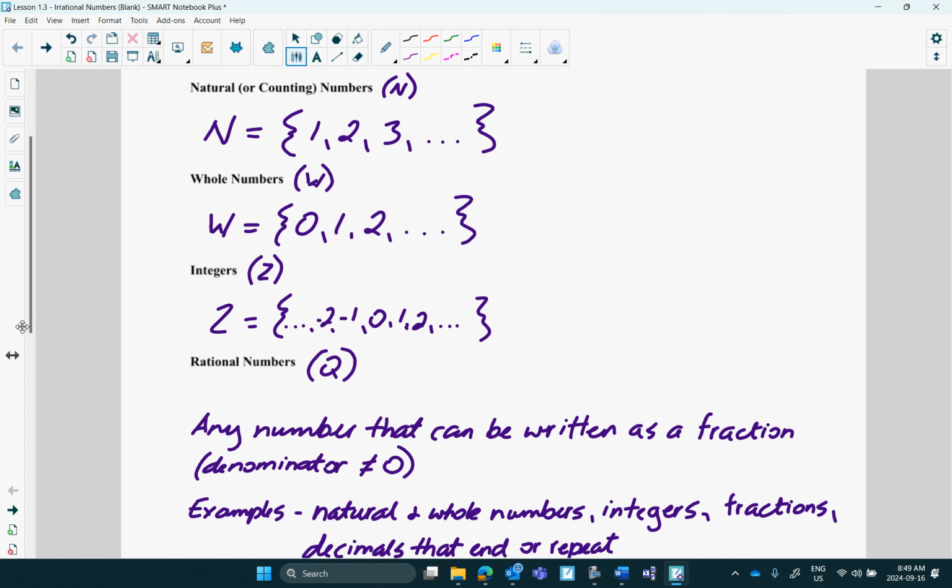Here's all the whole numbers. Aren't they also part of the integers? Is every integer a rational number? Yes. Okay.